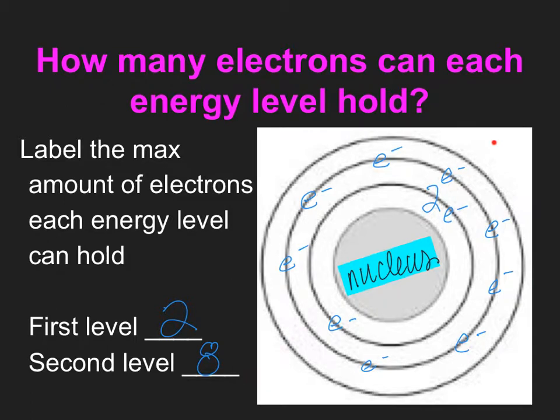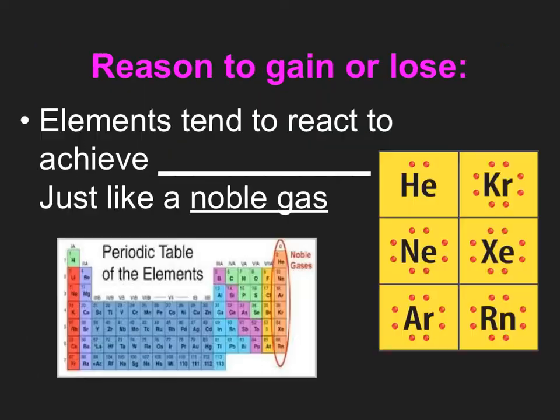And as we get larger, the larger elements have kind of specific rules. We'll get to that. We're just going to start with the basic right here. So 2 for the first energy level, 8 for the second. And again, that's looking at the maximum amount of electrons that ring can hold.